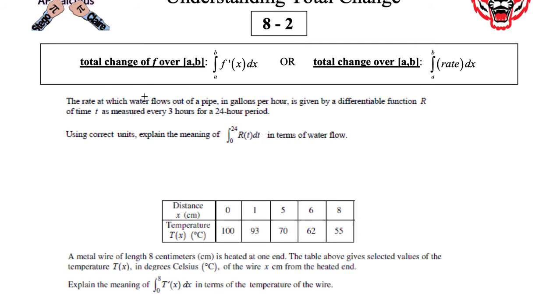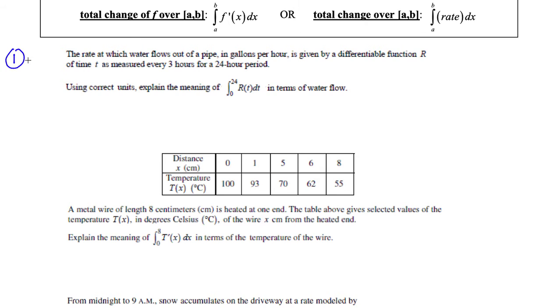Again, these aren't really labeled that well. This is going to be number one, the rate at which we have things flowing out of a pipe. I'm going to underline the word out because that means I have a negative rate. Oh, I don't have two rates, so I don't have to worry about negative. I just have to explain the meaning of this thing.